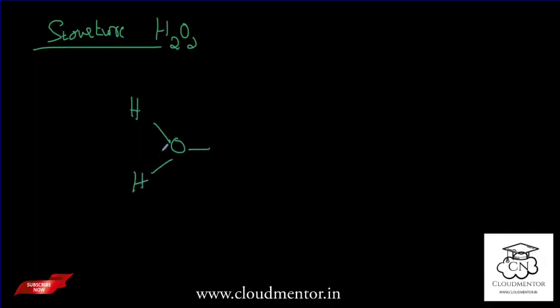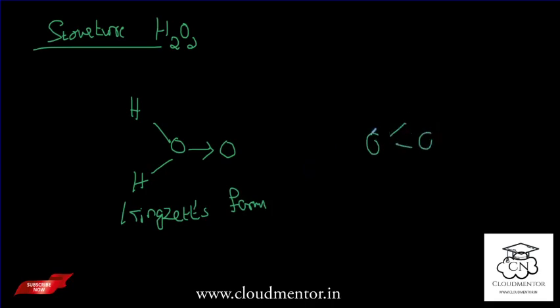So like this, like the bent shape in water, and a coordinate bond with another oxygen. This model is called the Kingzett model, Kingzett formula. And another one is like this. This is Baeyer's formula.